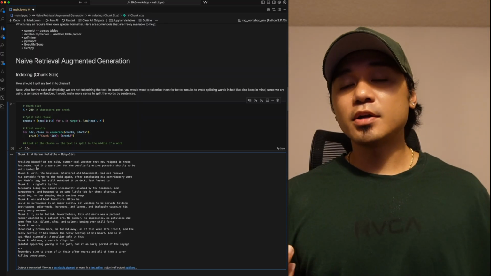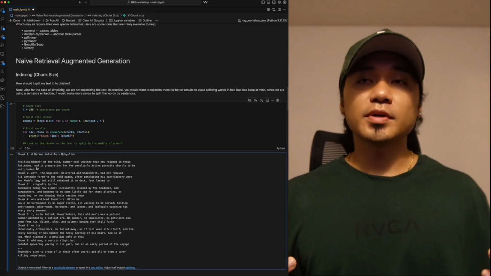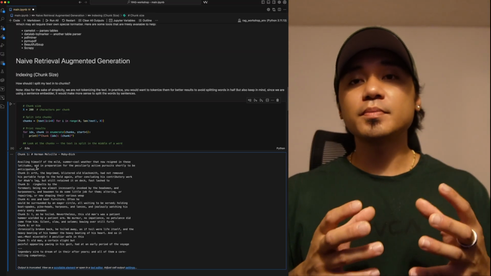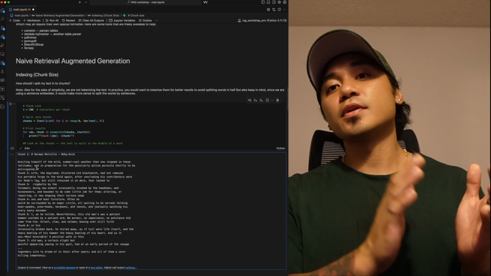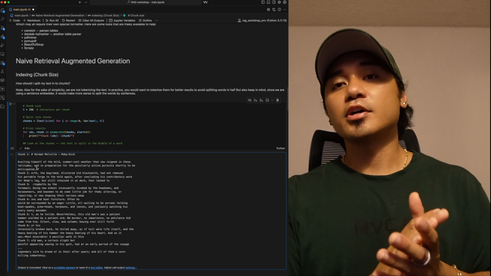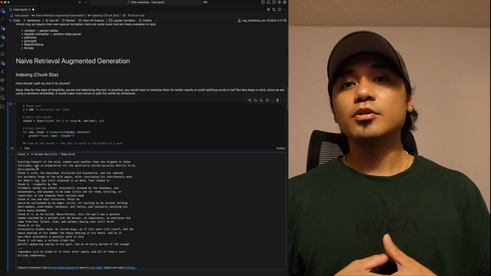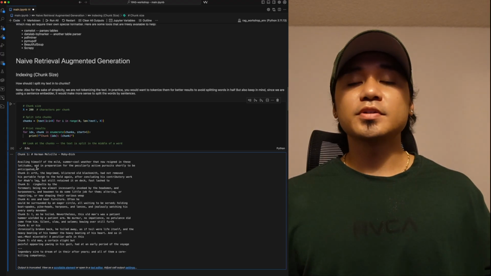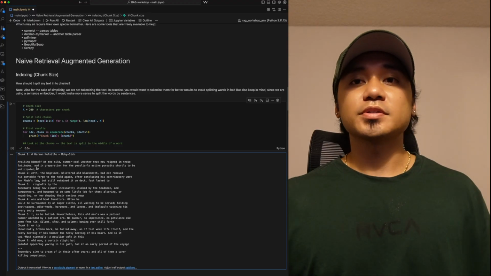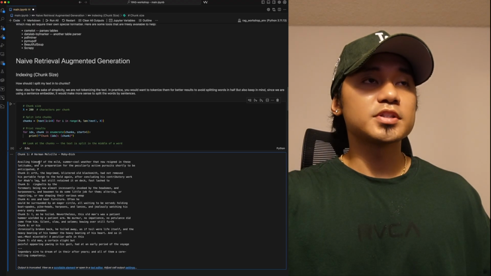A better way of doing this could be to use a sentence tokenizer, where you can split up your document by sentences. That way you're able to preserve the entire meaning of your documents. But that may not always be the case, and you may need to split up your documents in a wide range of different ways to meet your use cases. But for simplicity, we're going to be using this chunk size for this demonstration.